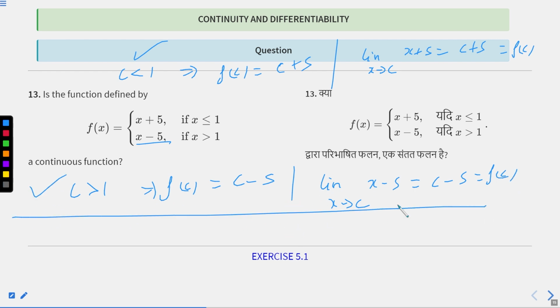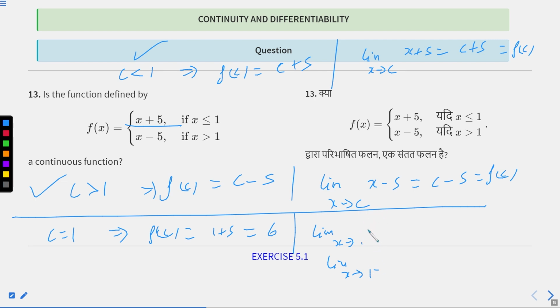Continuous at this. Now what about c is equal to 1? If c is equal to 1, then f of c will be what? As you can see, if c is 1, f of c will be 1 plus 5, which means 6. Okay, so far so good. Now limit x tends to 1 plus and limit x tends to 1 minus. This only represents what?